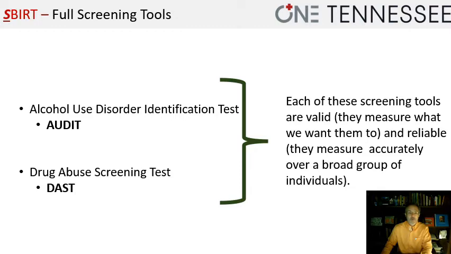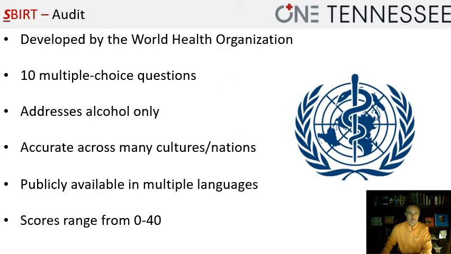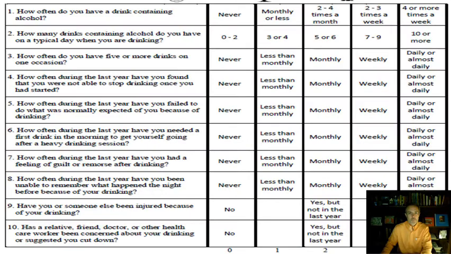The AUDIT was developed by the World Health Organization. Again, it's 10 multiple choice questions. It addresses alcohol only, and it's accurate across many cultures and nations. It's publicly available in multiple languages for free, and scores range from 0 to 40. These are the 10 questions, and it breaks it out in levels 1, 2, 3, and 4.